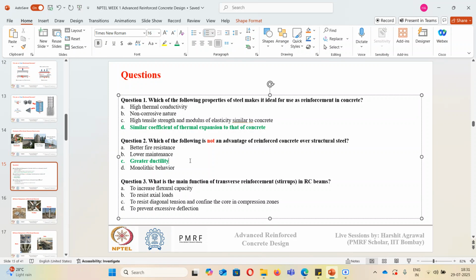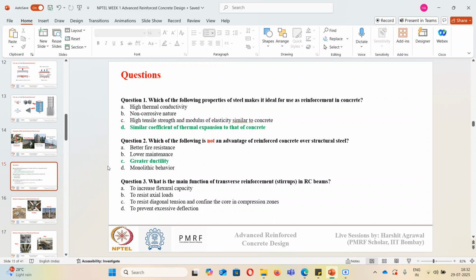However, we can't say greater ductility, because structural steel, which is also used in construction and is purely made of steel, is more ductile. That means it can undergo more deformation before failure. In contrast, concrete is brittle unless it is combined with ductile reinforcement. So it is not a direct advantage of reinforced concrete. The others are some of the more advantageous things about reinforced concrete.